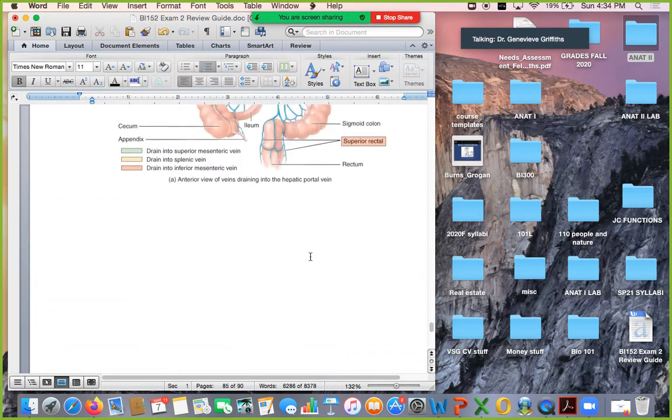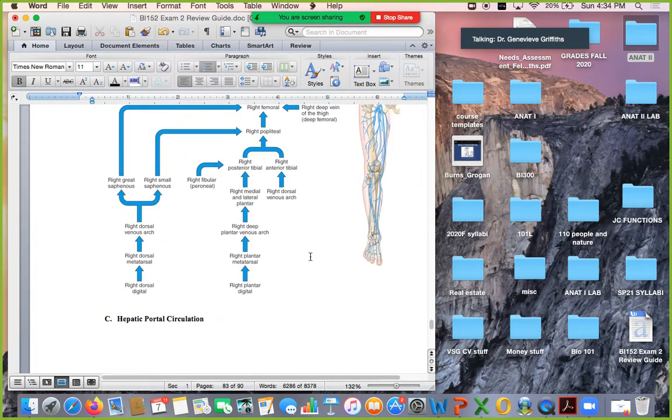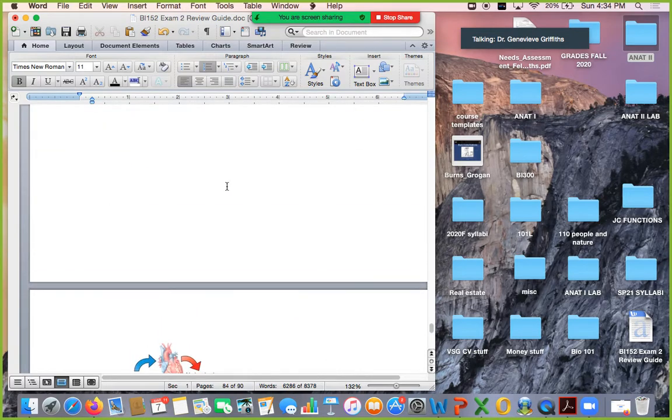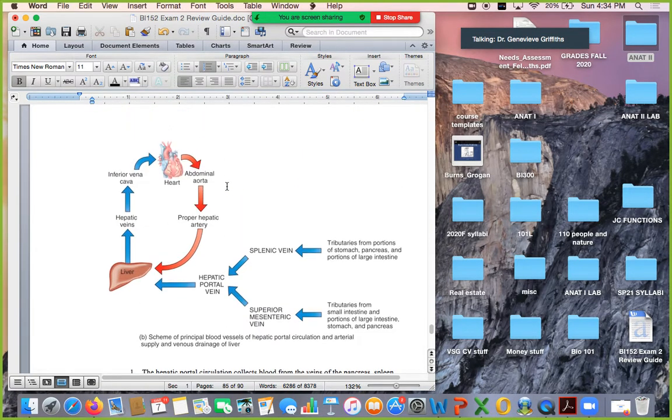All right, so now we're moving on. This is all talking about the hepatic portal circulation here, so I apologize. I should have had hepatic portal circulation here and not before the previous figure. I put it in the wrong spot. Anyway, hepatic portal circulation is going to happen when we have veins coming from the stomach, pancreas, and large intestines.